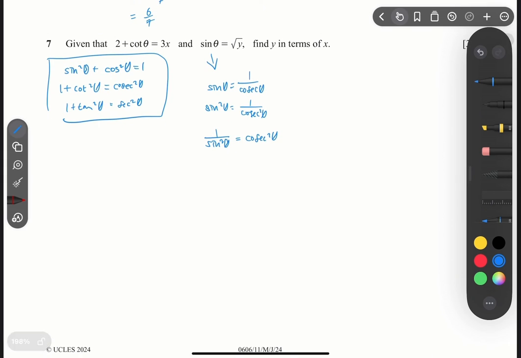So you can rewrite the sine theta as this. Because you squared the sine theta first, you should also square the root y, and then 1 over y. And 1 over y is equal to 1 over sine square theta. So you have your first equation.